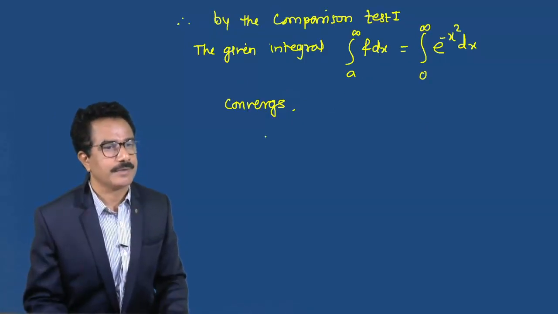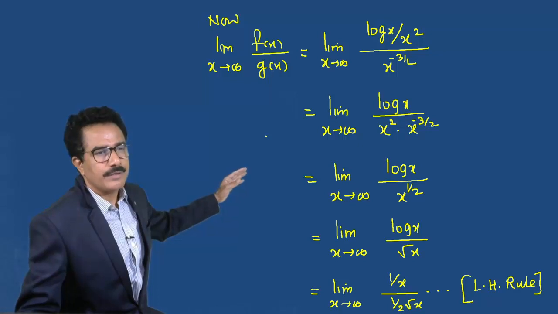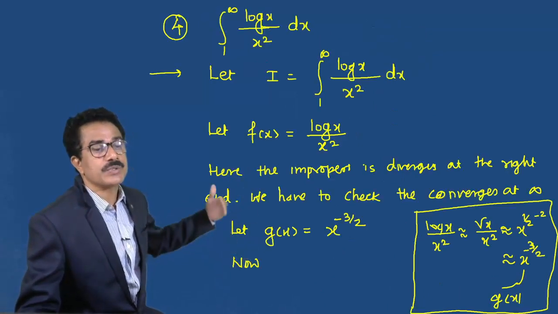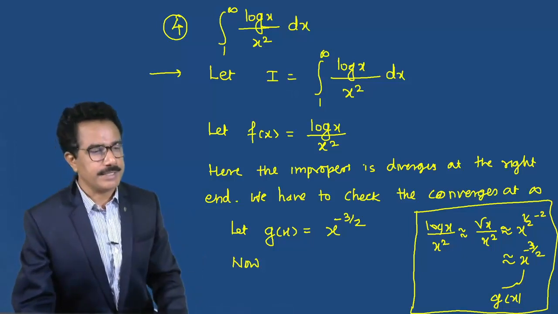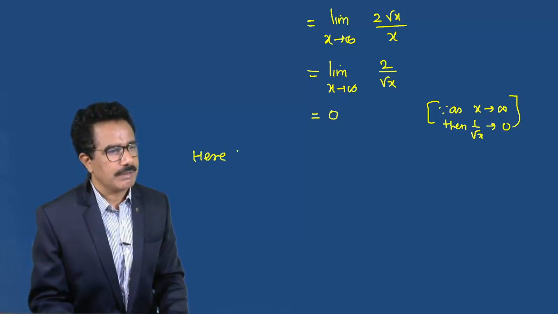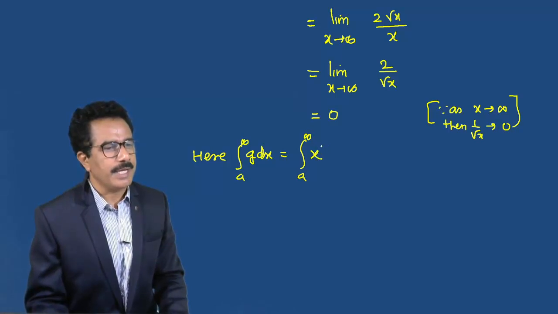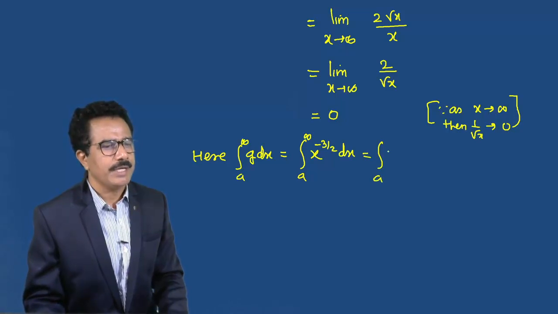Here g is equal to, what is that, g is equal to x raised to minus 3/2. Integral from a to infinity g dx, which is equal to integral from a to infinity x raised to minus 3/2 dx, or we can write integral from a to infinity 1/x raised to 3/2 dx.